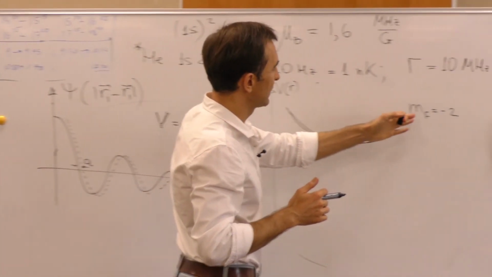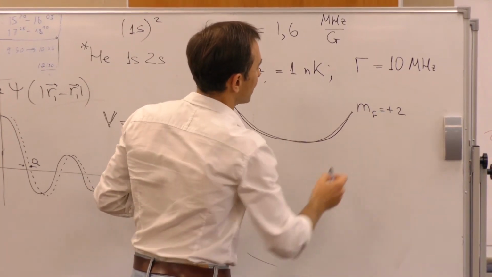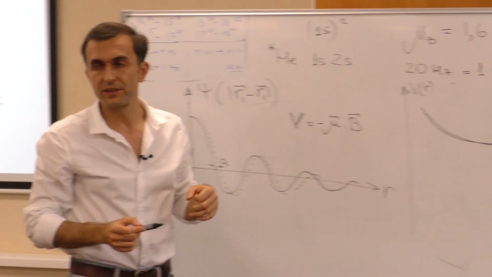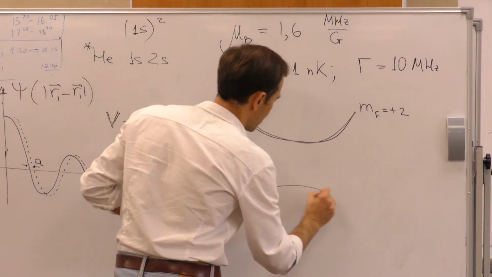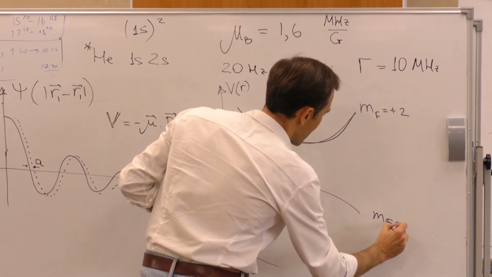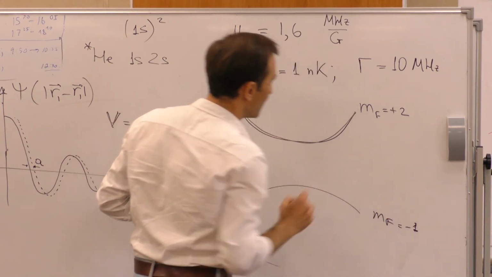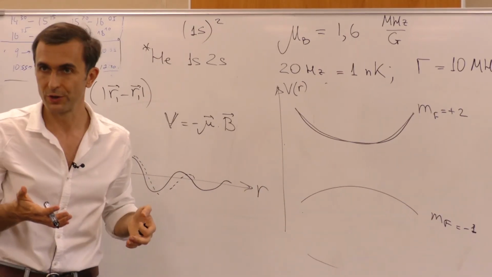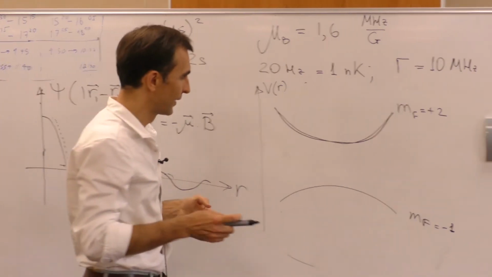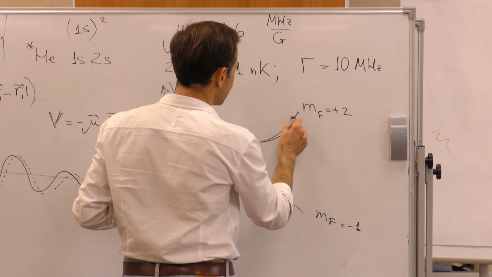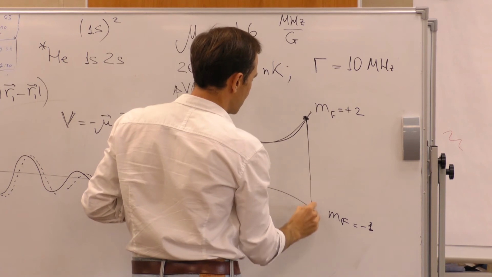So for states with positive projection, it's plus 2. For states with negative projections, the same profile of the magnetic field is not attractive, it is repulsive. So it's repulsive for MF equals -1, and it is even more repulsive for MF equals -2. So if you also apply a quickly oscillating transverse magnetic field, then you can move the atoms from the trapped state to the untrapped state.